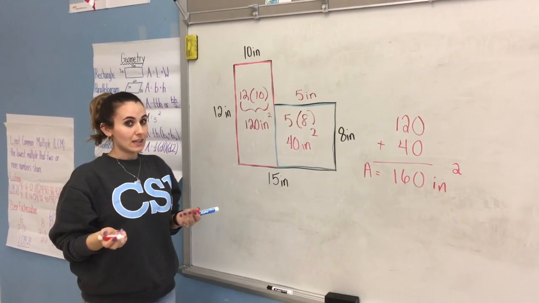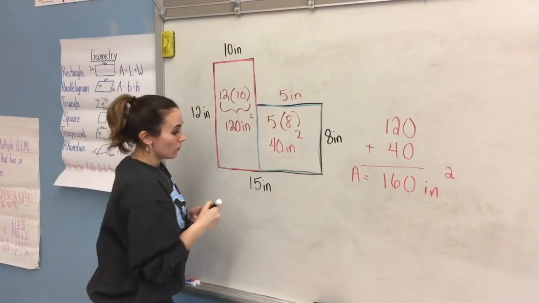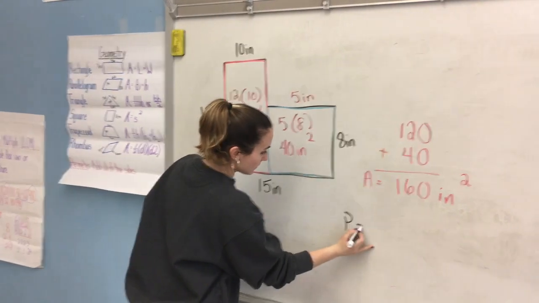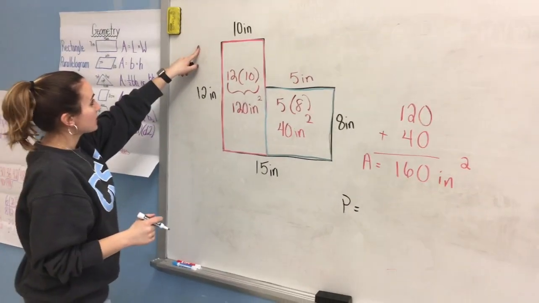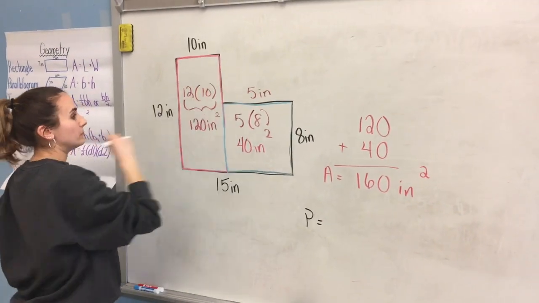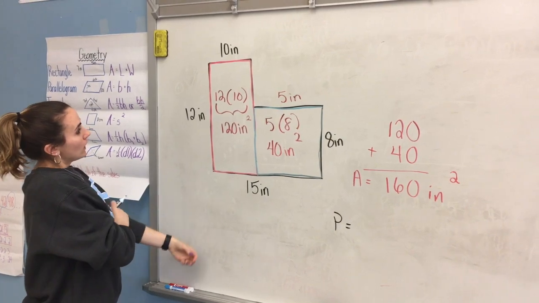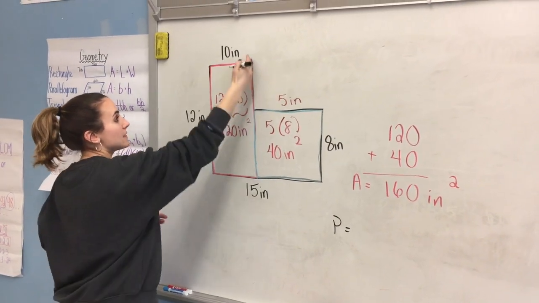Not done. Now I need the perimeter. So let's see if I have my perimeter. We know perimeter is adding all sides. I have this side filled in. I have this side filled in. I don't have this side filled in. So we're going back to the same problem. I'm missing sides. So I know up and down has a missing side.